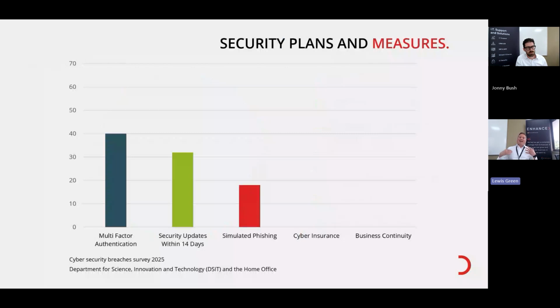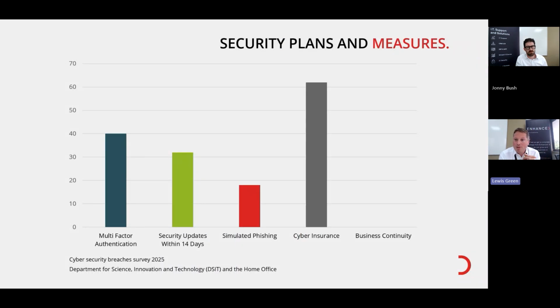And then businesses that actively test their users by doing simulated phishing attacks, so actually sending out fake phishing emails to train their staff, we're sitting sub 20%. 1 in 5 businesses are doing this. And given that phishing is sitting at over 50% of those breaches that we were discussing before, it's a really critical thing that businesses need to be looking at.